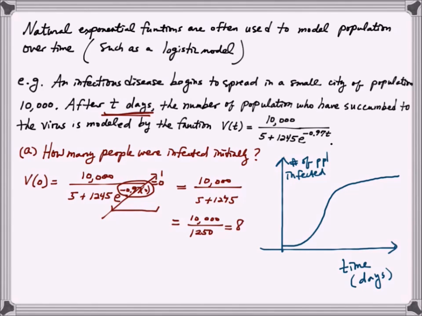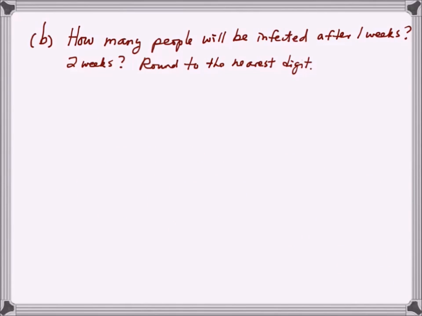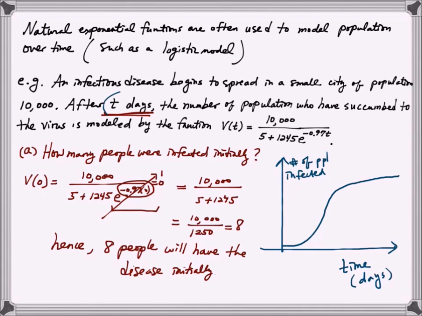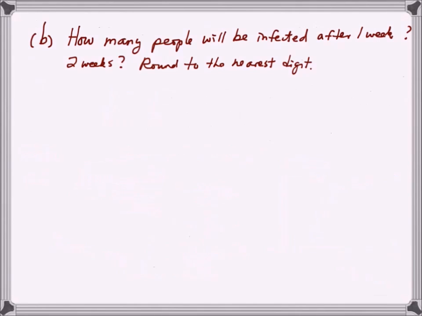And remember to use the correct units for the problem. It's asking for people, and so we can answer this question by saying that 8 people will have the disease initially. How many people will be infected after 1 week? In 2 weeks? Round the answer to the nearest digit because we're dealing with people here. Since t is measured in days, we have to make sure we change to the appropriate value when we evaluate the function. So 1 week is equal to 7 days.